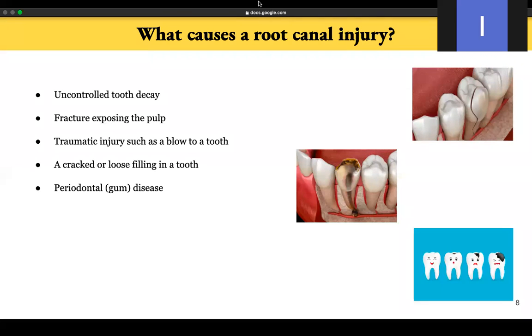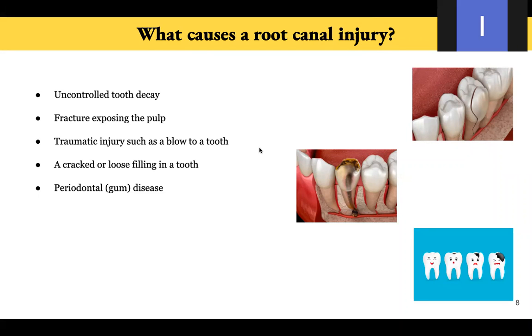A fractured tooth can also cause a lot of pain because the pulp and the interior of the tooth is exposed to infections. And a root canal treatment might be needed to fix that. If you experience a traumatic injury to your teeth, such as a blow to a tooth, it injures the sensitive nerve tissues as well. So a root canal treatment might be needed to fix that as well.